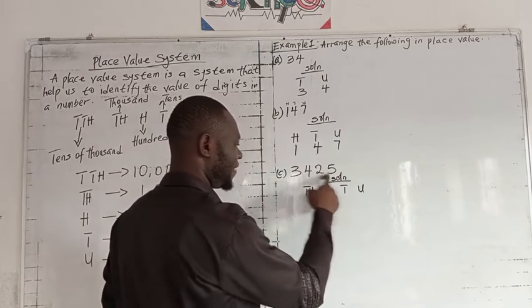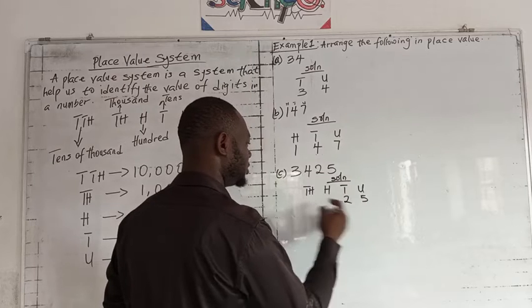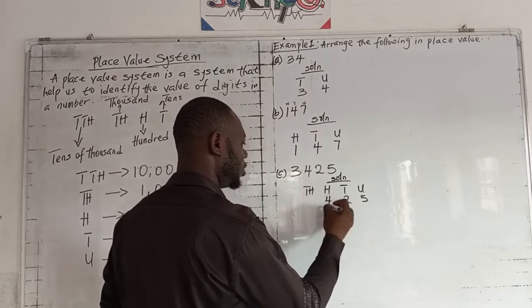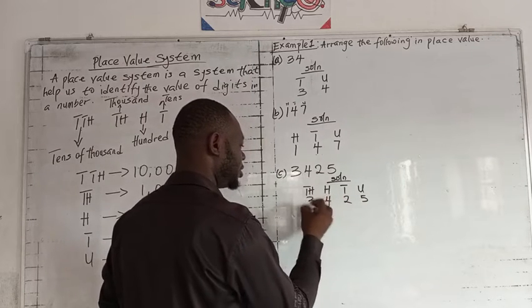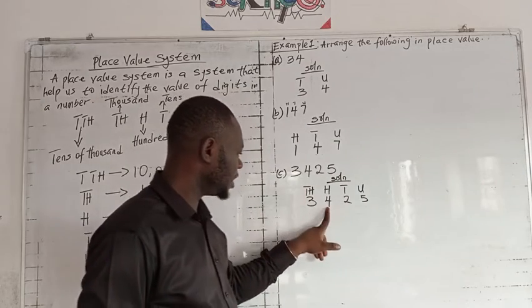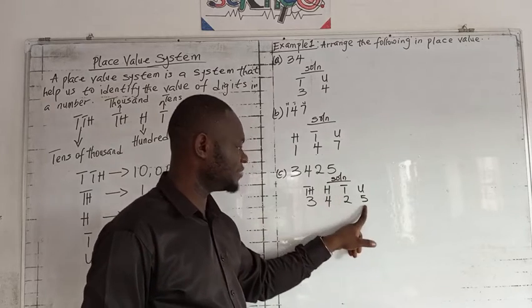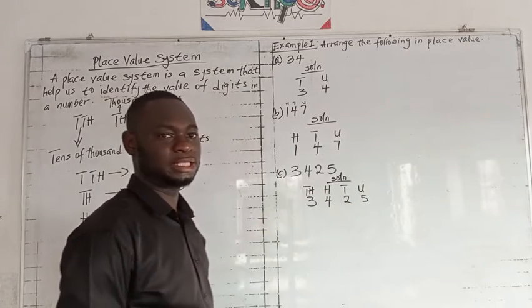Then we arrange 5 under units, 2 under tens, 4 under hundreds, 3 under 1,000. Meaning that the place value of 3 is 1,000, place value of 4 is 100, place value of 2 is tens, place value of 5 is units.